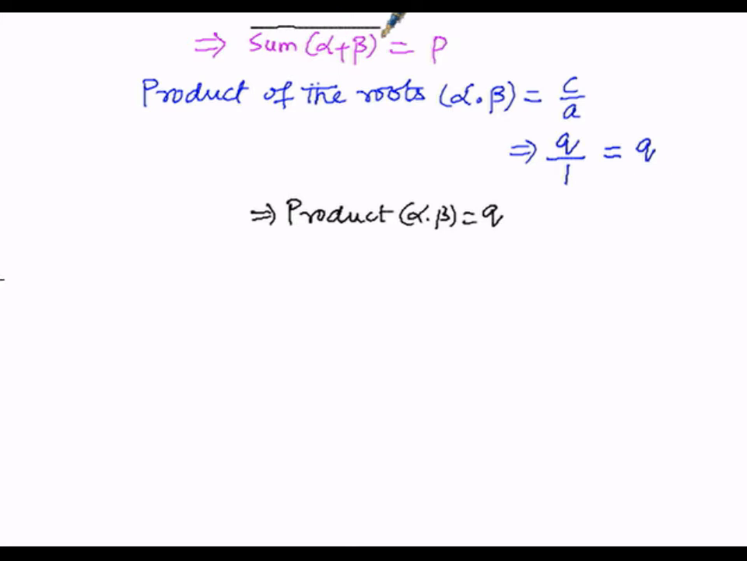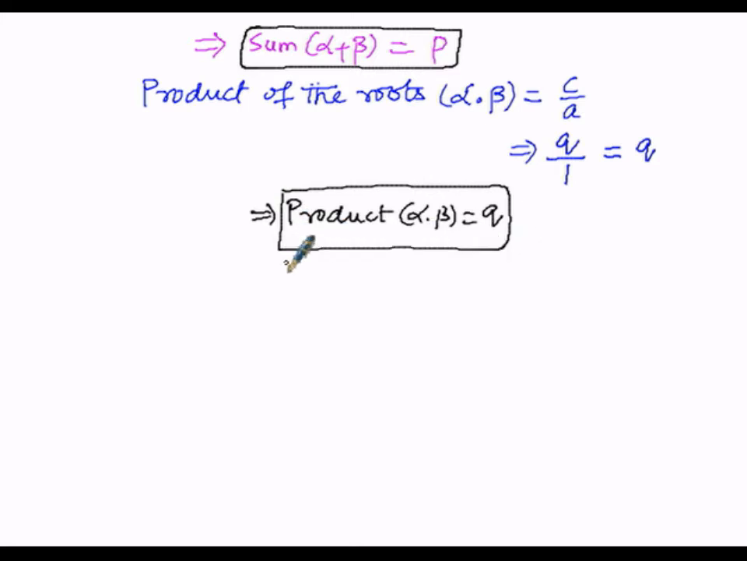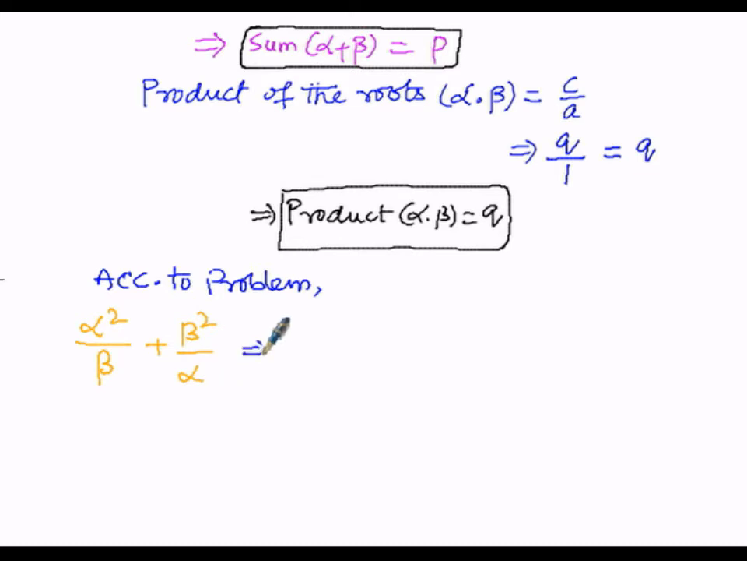Let us note the sum of the roots, alpha plus beta, as p, and the product of the roots, alpha into beta, as q. But as per the problem, we have to find out the value of alpha square overall divided by beta plus beta square overall divided by alpha. That implies, the denominators are beta and alpha, so the LCM will be beta into alpha.